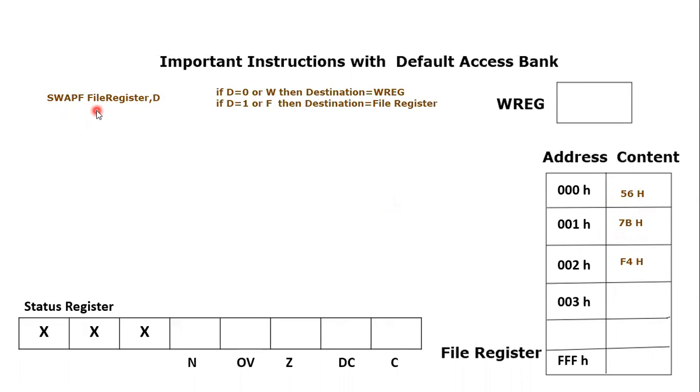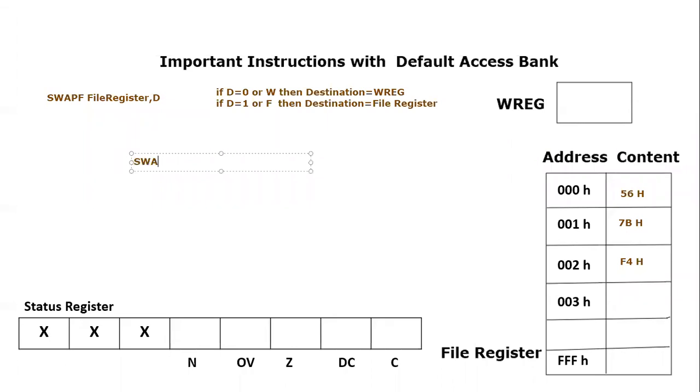The syntax is, after the keyword we will write the file register, comma, d bit. D bit is the destination bit. If d is equal to 0 or w, that means the swapped data will move to the working register. And if d is equal to 1 or f, then the destination would be what? The file register. So whatever file register we are swapping the nibbles of, the result will be restored into the same file register.